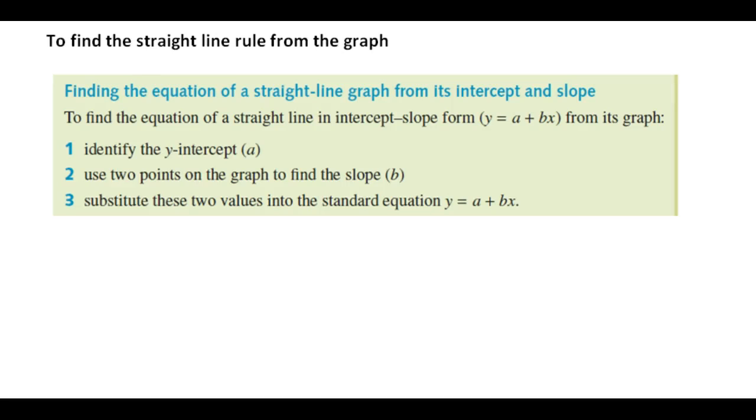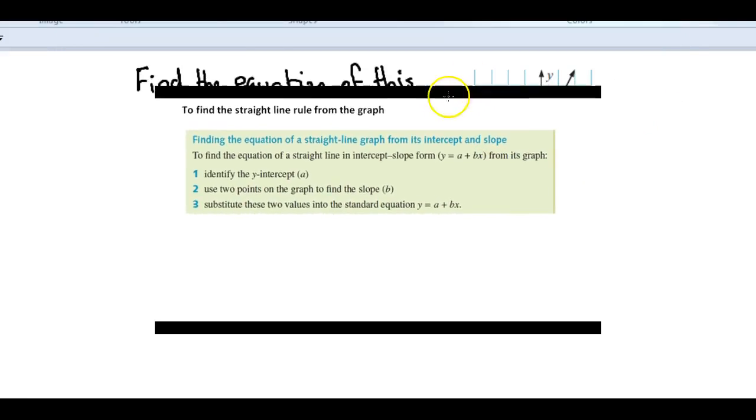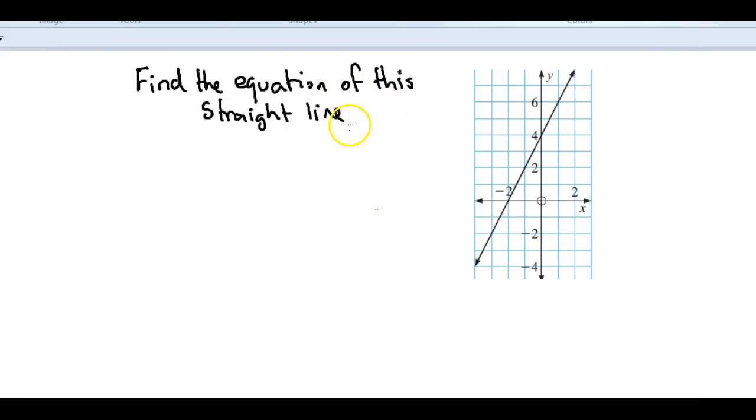In this lesson, we're going to find the equation of a straight line from its graph or its sketch. To do this, we're going to use the intercept slope form of a straight line, y equals a plus bx. In this type of question, we are given quite clearly the y-intercept of the graph. And then we're going to use a second point given from the graph to find the gradient or the slope b.